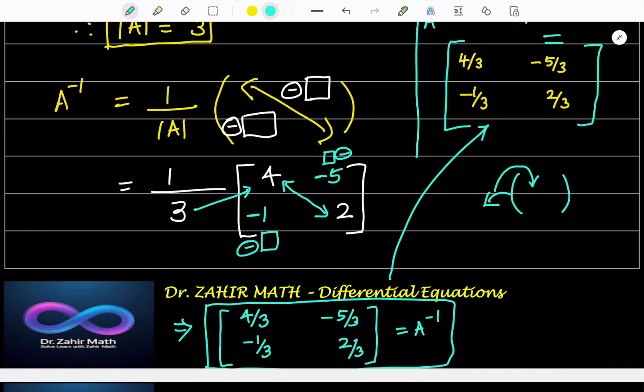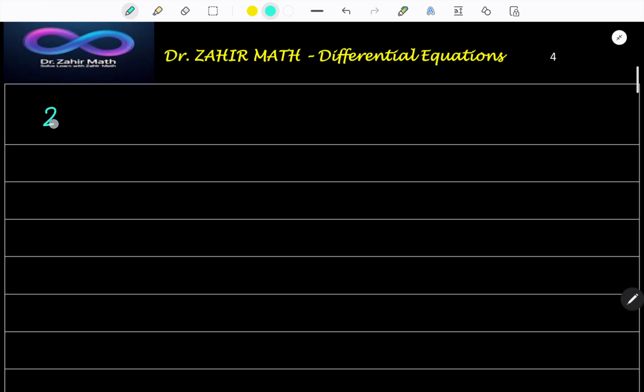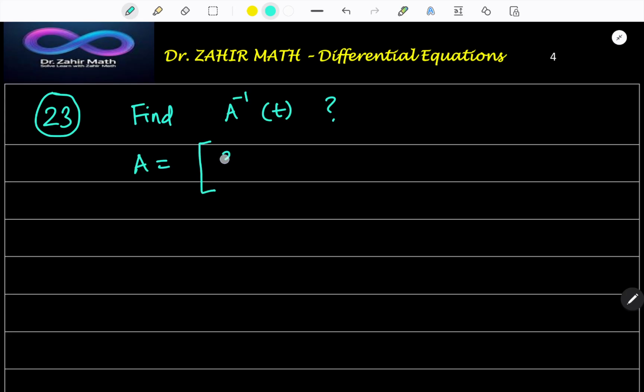Okay, right. So I'll do one more question on inverse, which is question number 23, for a 2 by 2 matrix. So the question is: find A inverse of t. What is your matrix A, which is 2 e power minus t and e power 4t, 4 e power minus t, 3 e power 4t, right? So we are going for the next question, which is finding the matrices.